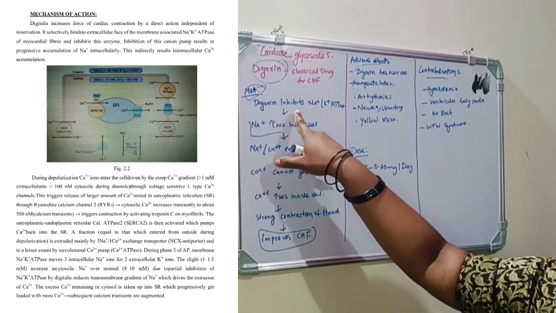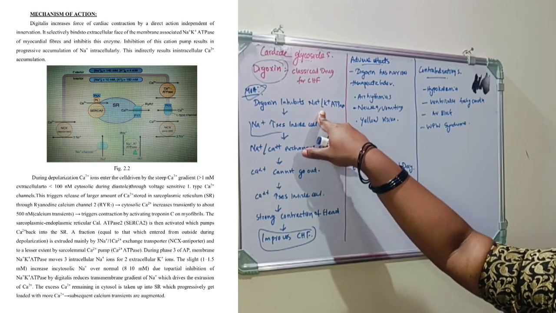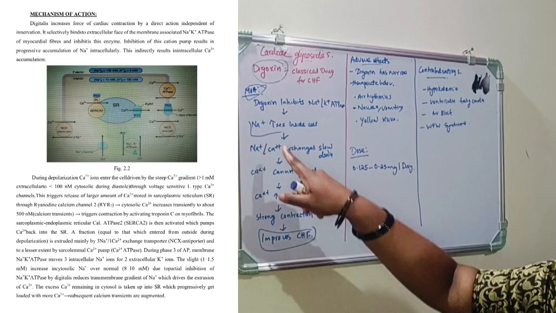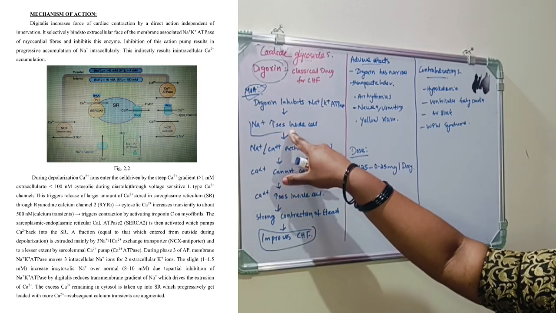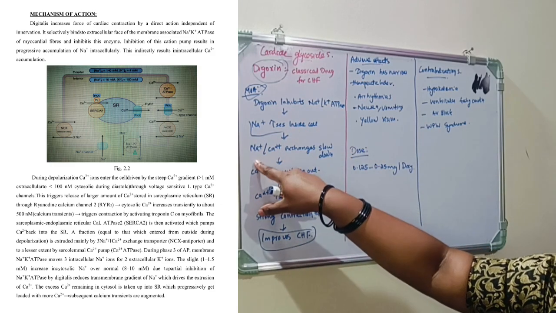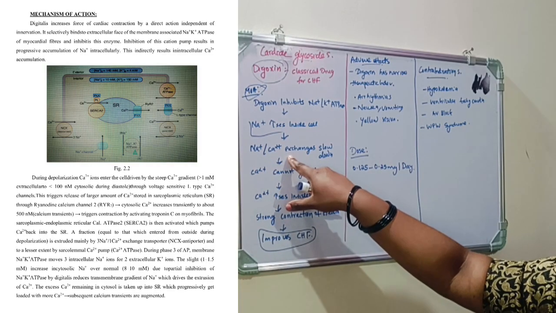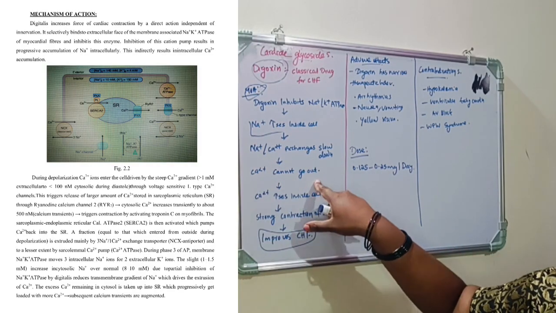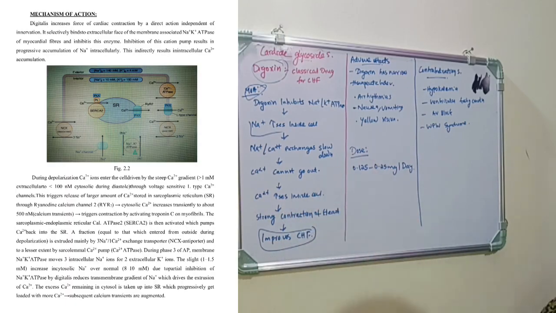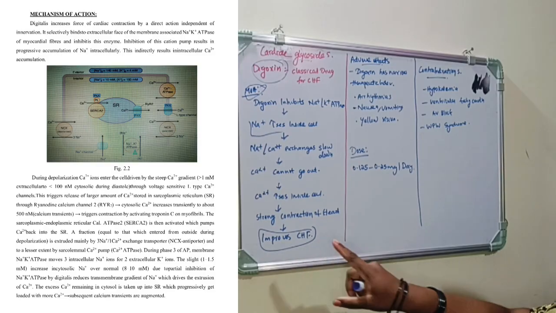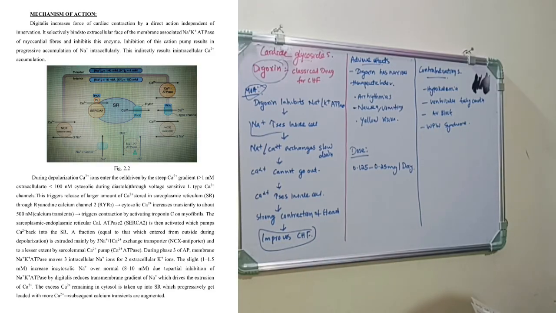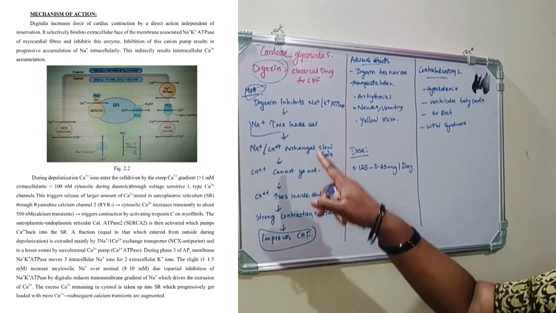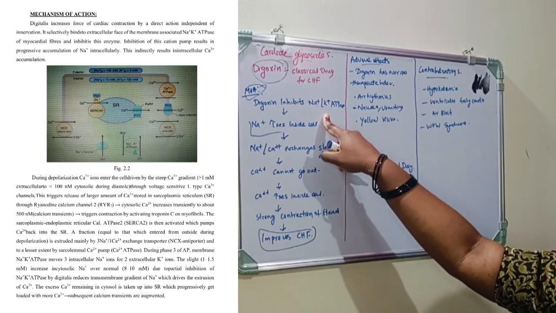This is how it works. First, digoxin is going to block the Na plus and K plus ATPase. Then Na plus inside the cell will increase. So the Na plus and calcium exchange will slow down, so the calcium cannot go out. So the calcium increases inside the cell, and we'll get a strong contraction of the heart, which will improve the CHF. You have to remember, there are several steps. The first step is that digoxin blocks the Na plus and K plus ATPase.